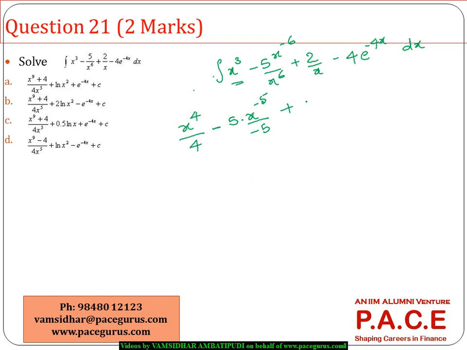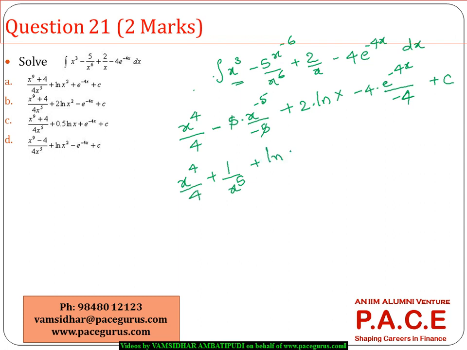1 by x, the integral is log x. So 2 into log x minus 4 into e power minus 4x. E power x, the integral is always e power x, and e power ax, the integral is e power ax by a. So this is what, and finally a constant c. Now simplification, be careful about it. X power 4 by 4. Now this becomes a plus, and the 5 goes off. X to the power of minus 5, I can very well write as 1 by x to the power of 5, plus 2 log x.